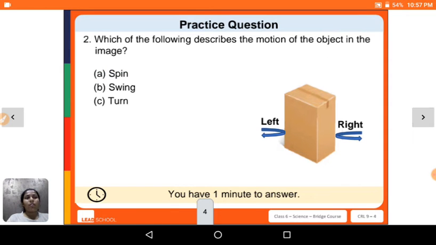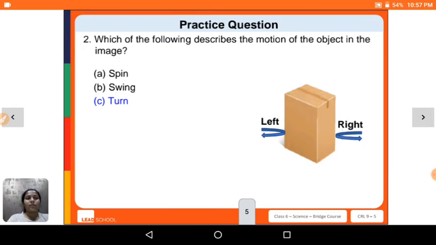Which of the following describes the motion of an object in the image? Here a box is placed, which is turned left and right. So what is the motion? The motion is turn. So the answer is turn.